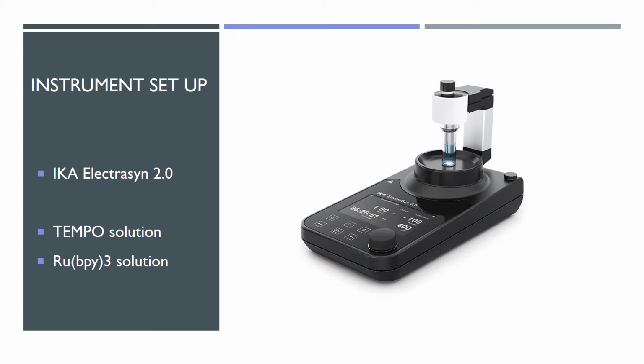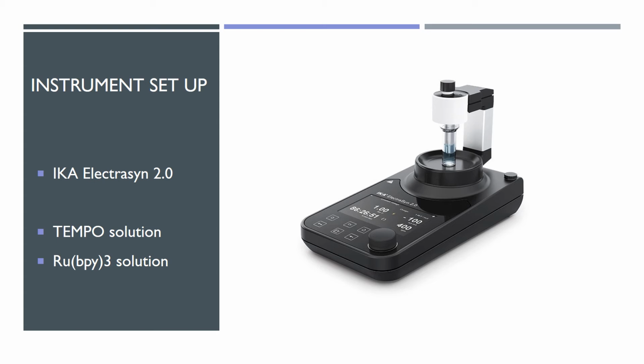a 0.01 molar solution of a compound called Tempo was prepared. The electrochemical cell was assembled with the silver wire electrode as the reference electrode, a glassy carbon electrode as the working electrode, and a platinum electrode as the counter electrode. The vial was filled with the Tempo solution so that the tips of the electrodes were submerged, and then the CV was taken.